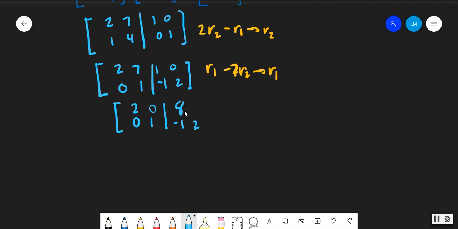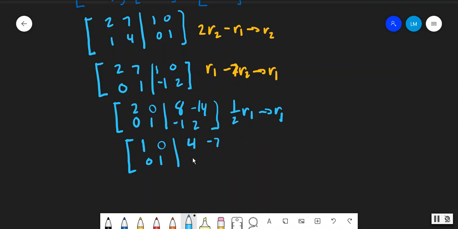And then we have minus 14, so that's going to be minus 14. Next, all we need to do here is take 1/2 and multiply by row 1, and that's going to give us a new row 1. So what that does is it tells us that we have 1, 0, 0, 1, and that gives us, let's see, not 8, but 4, negative 7, and then negative 1, and then 2.